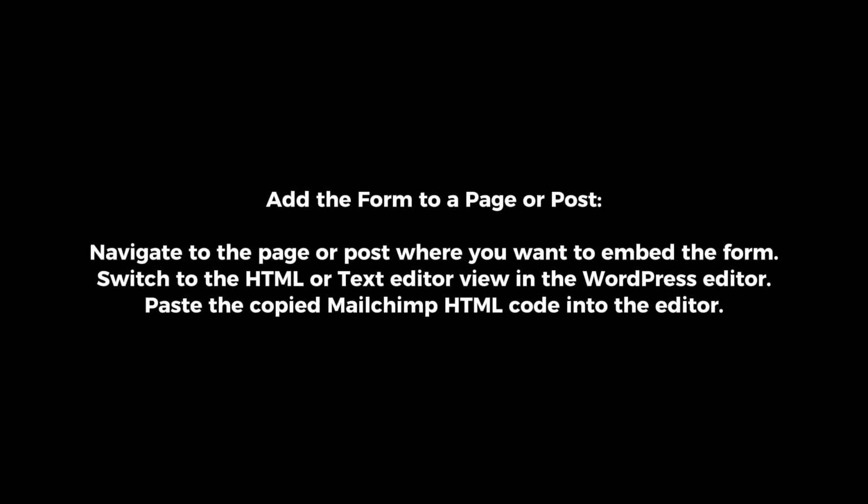Log into WordPress. Open your WordPress dashboard. Add the form to a page or post. Navigate to the page or post where you want to embed the form. Switch to the HTML or text editor view in the WordPress editor. Paste the copied Mailchimp HTML code into the editor.